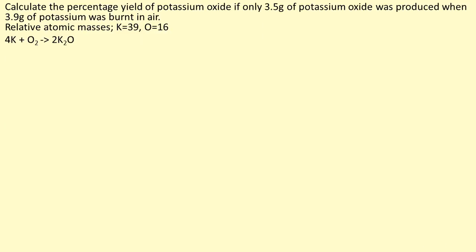Calculate the percentage yield of potassium oxide if only 3.5 grams of potassium oxide was produced when 3.9 grams of potassium was burnt in air. This question is very similar to reacting mass questions, however it has an additional step. For this sort of question, you work out what mass of potassium oxide you would be expected to be produced from 3.9 grams of potassium, assuming all of the potassium formed potassium oxide, and then compare your answer with the value given in the question. So compare it to 3.5 grams.